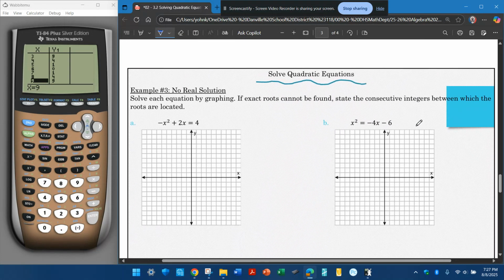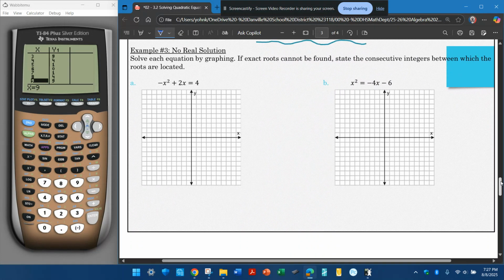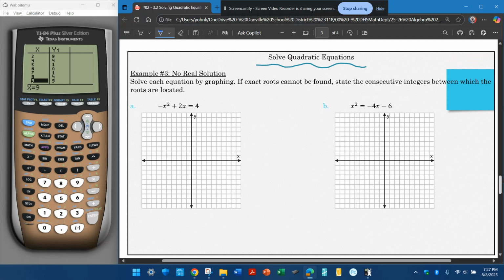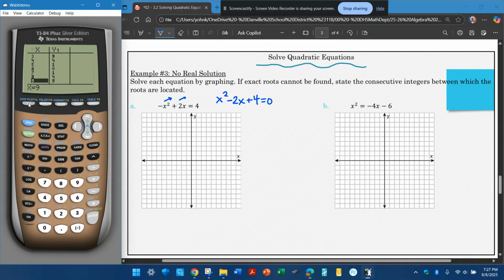All right, next one. Same directions. All right, so we need one side 0. I'm going to bring the negative x squared and the 2x to the right. So that's going to give me x squared minus 2x plus 4 equals 0. I'm going to go to my calculator. x squared minus 2x plus 4 and hit graph.